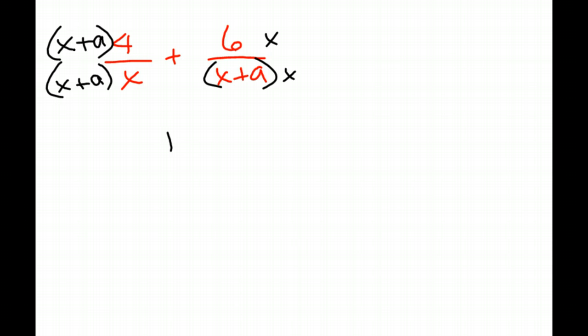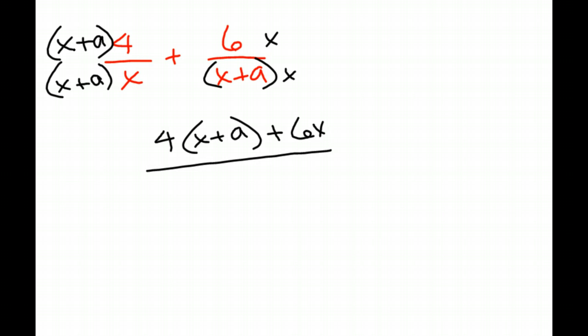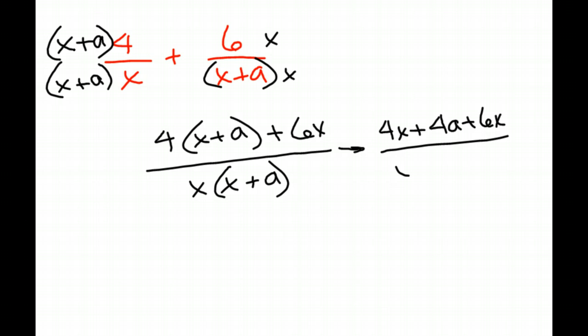Now you combine them. 4 times x plus a plus 6x over x times x plus a. Can you do anything with that? No. Yes. You can distribute. I heard distribute. What did you say? The x plus a, you can cancel them out. Okay, I lied. I'm sorry. What am I going to do with that? That's going to be your answer. You have to simplify the top, and you have to simplify the bottom.